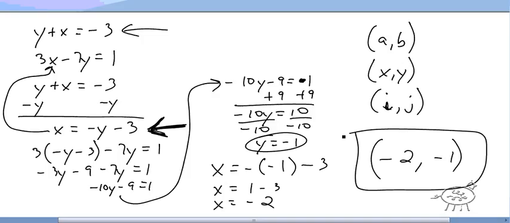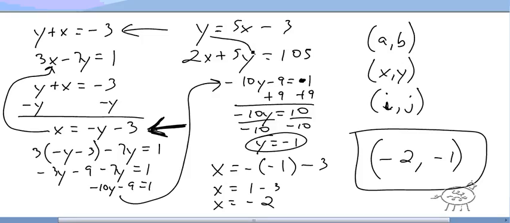Okay, so if the problem actually started out like y equals 5x minus 3 and 2x plus 5y equals 105, something like that, that's already set up as a substitution problem because it's already solved, and you literally are going to substitute that 5x minus 3 into the y. Okay, so if it's already solved, substitution is the best.